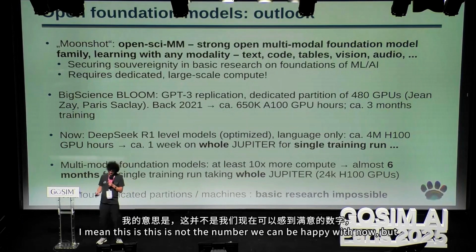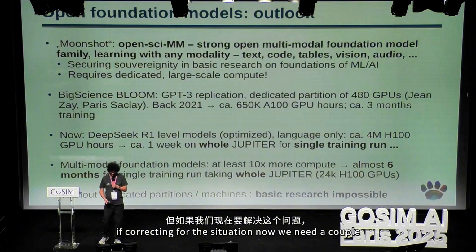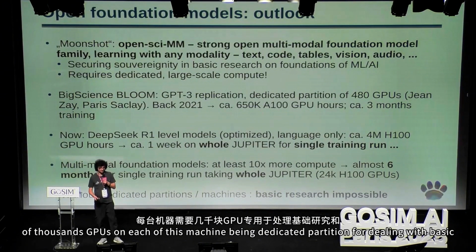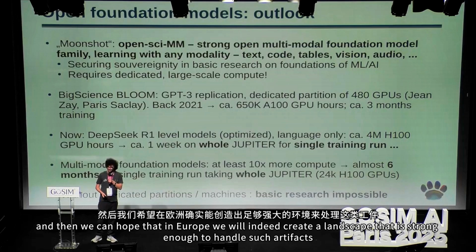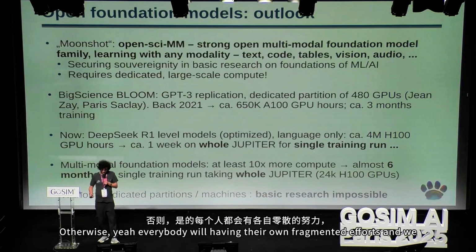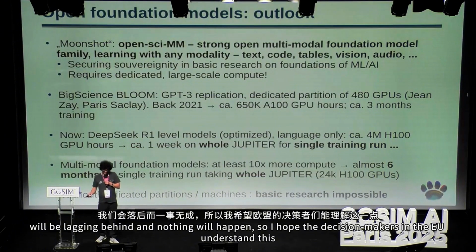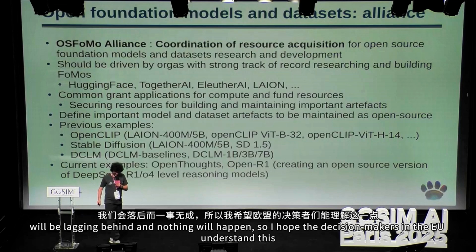I mean, this is not a number we can be happy with now, but correcting for the situation today, we need a couple of thousand GPUs on each of these machines as a dedicated partition for dealing with basic research and open foundation models. Then we can hope that in Europe we will indeed create a landscape that is strong enough to handle such artifacts. Otherwise, everybody will have their own fragmented efforts, and we will be lagging behind, and nothing will happen. So I hope the decision makers in the EU understand this.